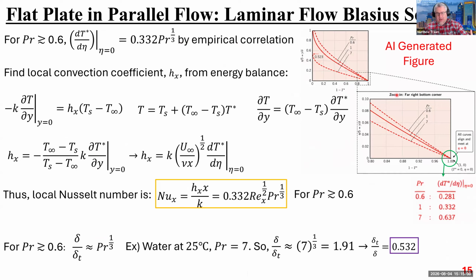What I've done is basically zoom in on this corner and point out that all of these curves, at the plate, where 1 minus T star is equal to 0, converge to the same spot. If you plug in the Prandtl numbers for each of these, you get different slopes, but all of these slopes correspond to this correlation: 0.332 times Prandtl number to the 1/3 power. So that's one important piece of information that's going to get us to the correlation that we need. Just hold that in mind.